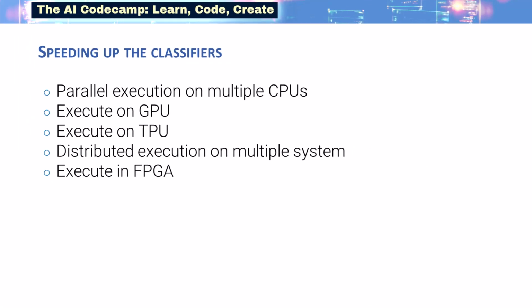As you have seen, classifiers are computationally intensive, and the processing sometimes can take a considerable amount of time. There are ways, however, to improve the performance. We can use parallel execution on multiple CPUs or cores, execute on GPU, execute on TPU or tensor processing unit, or use distributed execution on multiple systems. And finally, we can even use field programmable gate arrays, FPGAs.